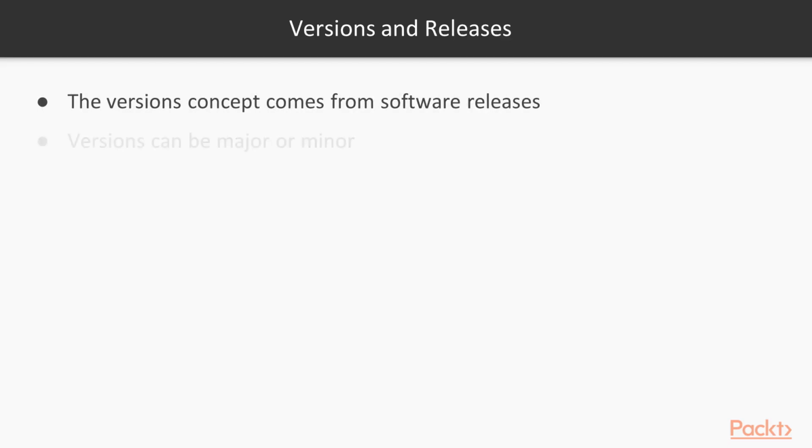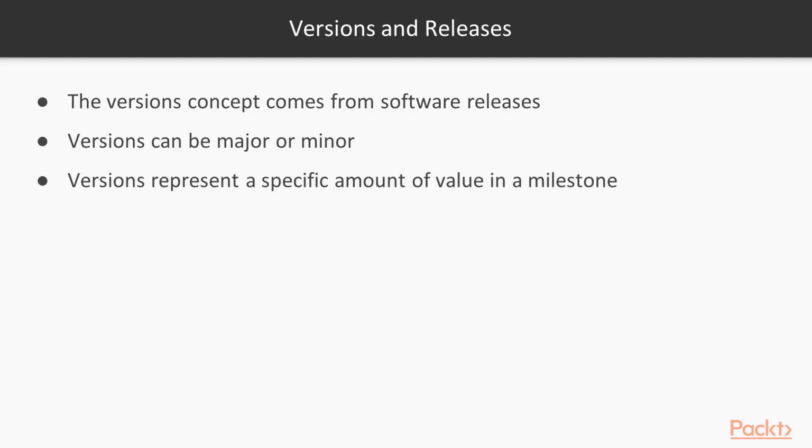When we're talking about versions and releases, versions come from the concept of software. We're all familiar with major and minor versions of software, right? So version 2.0 versus version 2.1, they really represent a large amount of value. So that's a way to think about it. A version represents a chunk of value that's being deployed or released.